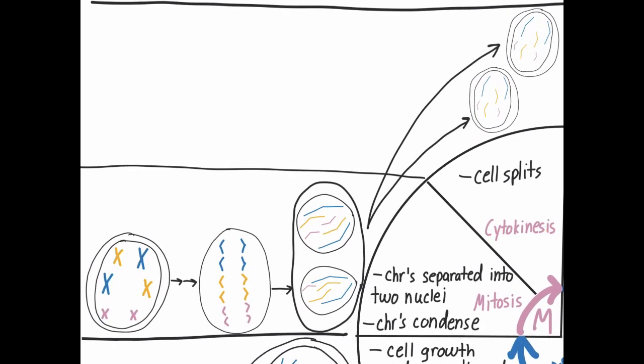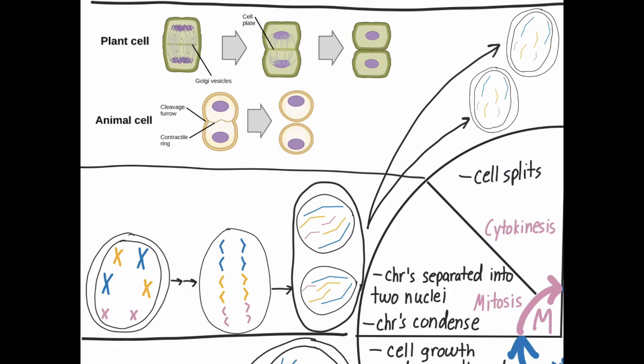Cytokinesis is quite different in plants and animals. In animals, a series of long fibers forms a structure called the contractile ring around the edge of the middle of the cell and pulls the cell membrane inward. This creates an indentation in the cell membrane called the cleavage furrow.